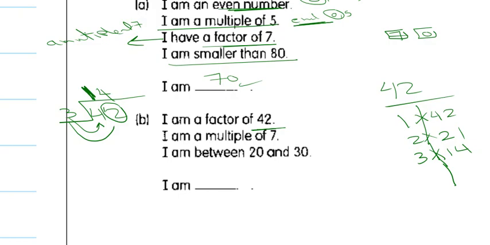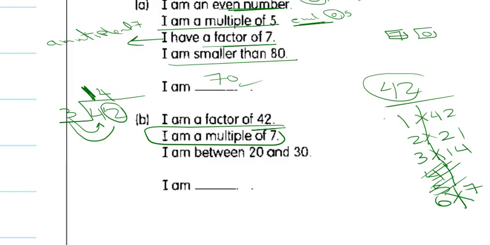42 is not a multiple of 4, so you can't write 4. It's not a multiple of 5, but you will find that 42 is a multiple of 6. 6 times 7. I am a multiple of 7. So this number is a factor of 42, you can choose a number from the factors of 42, but it also is a multiple of 7.